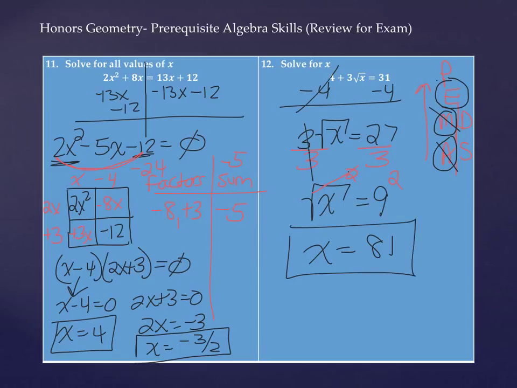And if you want to check your work there, you can always just substitute back in. The square root of 81 is 9. 9 times 3 is 27, and 27 plus 4 does equal 31, so it's pretty easy to check your work.